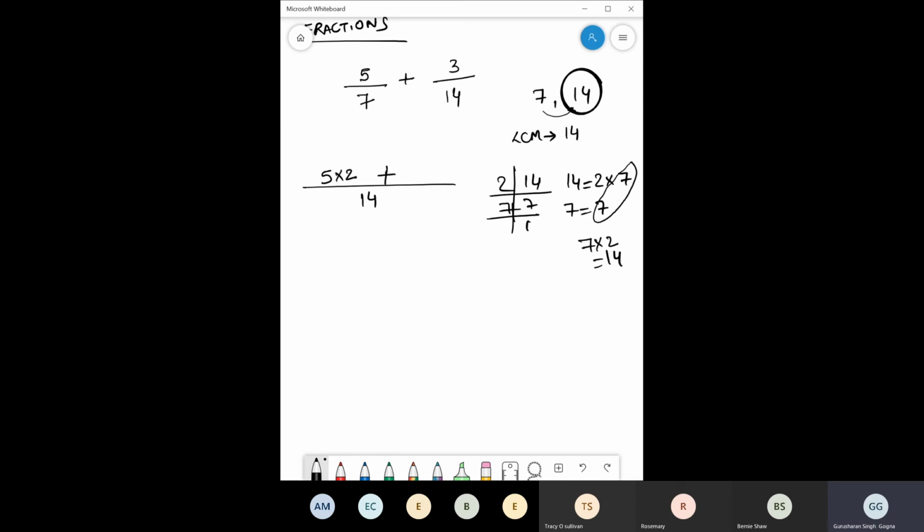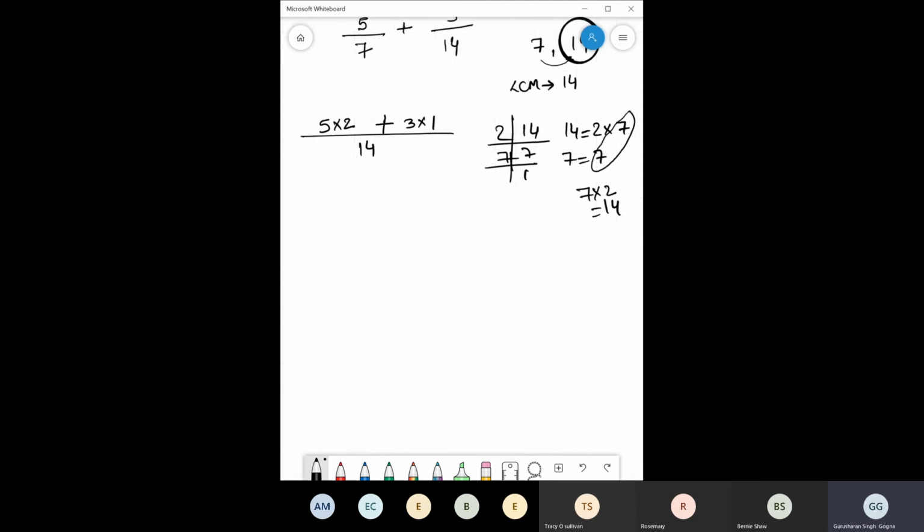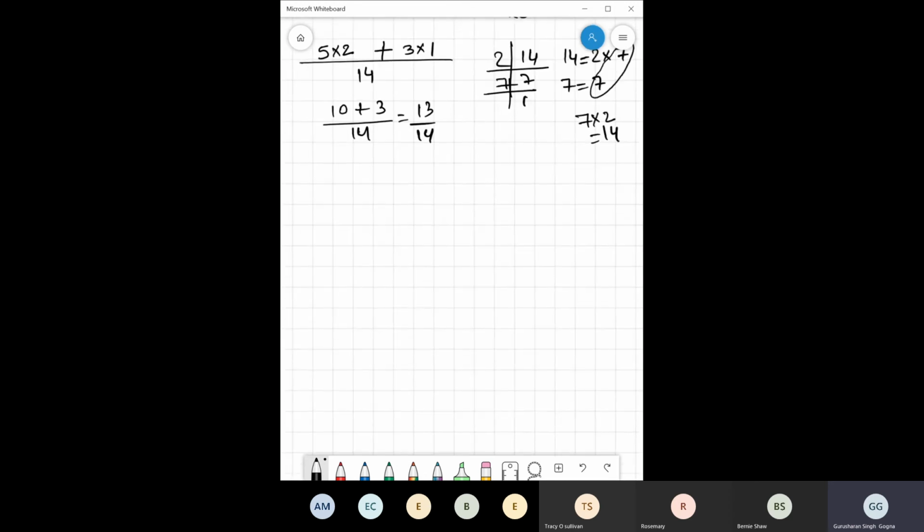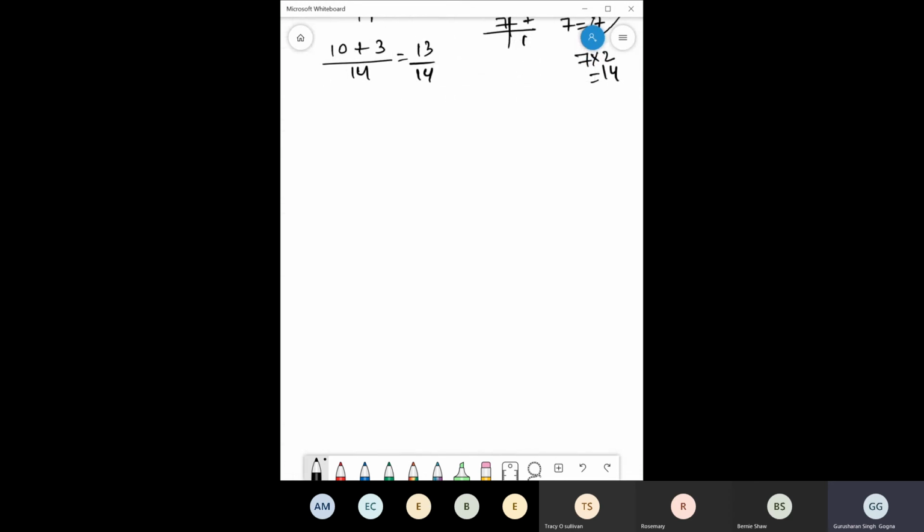Copy the plus sign as it is. Now 14 divided by 14 is 1, so you just multiply 1 on the top. That's the idea, and it's the same process for any type of fractions. Once you get the LCM, 5 by 2 is 10, 3 by 1 is 3. So the answer is 13 over 14. Okay, that's one type of fractions.